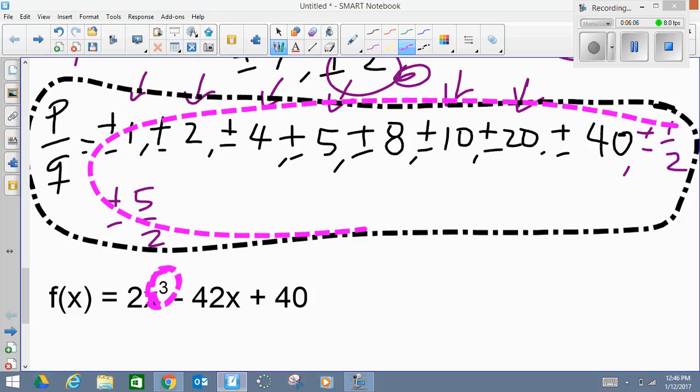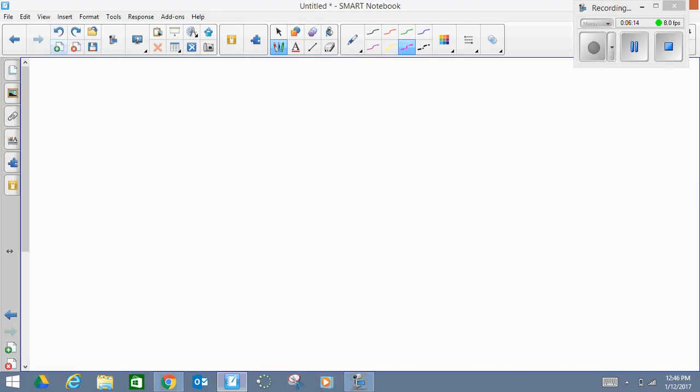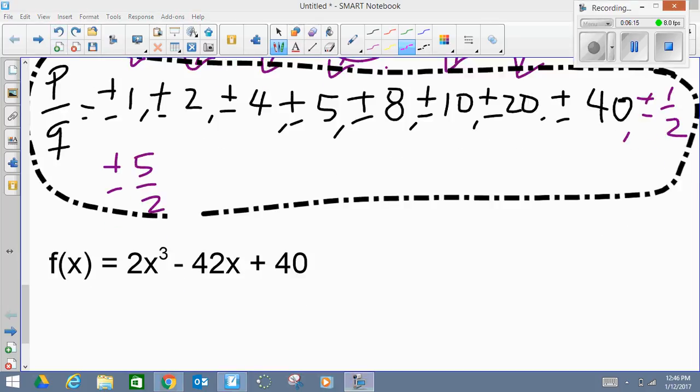So out of all this, there are only 3 possible that are going to satisfy that equation. Okay, but let's not go crazy with that and just solve it. So now we're going to do synthetic division. Synthetic division, I check this first.